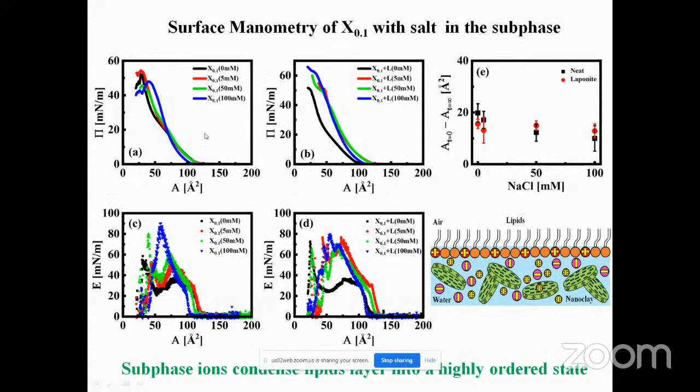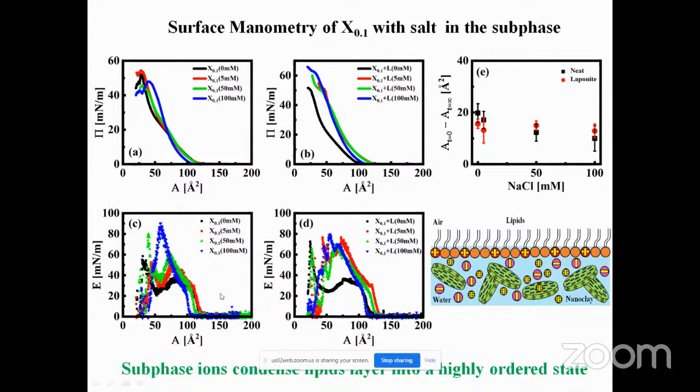So what we do is we vary the salt concentration of the subphase medium on which we spread this monolayer, and we take isotherms. Isotherm means these experiments were performed at a particular temperature, and that is room temperature. As we vary the salt concentration for a 10% cationic lipid, we see that when there was no Laponite present in the subphase, the change in area relative to its original area changes as we increase the concentration of salt. Whereas in a medium where Laponite was injected, we hardly see any change; it is very minimal.